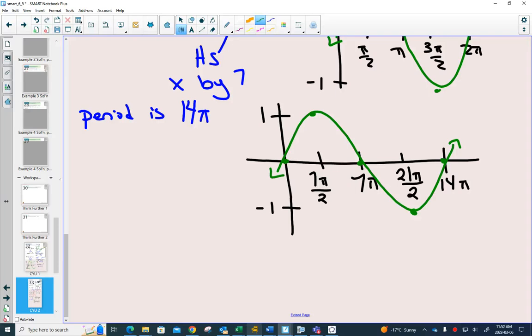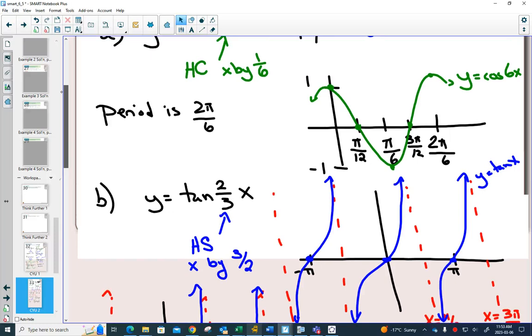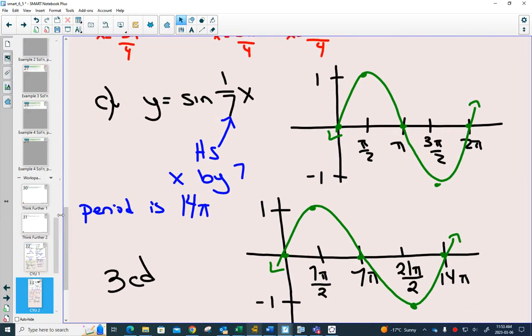I would like you to circle questions 3, C, and D. And something I'm going to get you to notice here is that if we have a 1/7, which is a horizontal stretch, x by 7, your period of 2 pi got multiplied by 7. If there was a 3 inside, your period would get multiplied by 1/3.